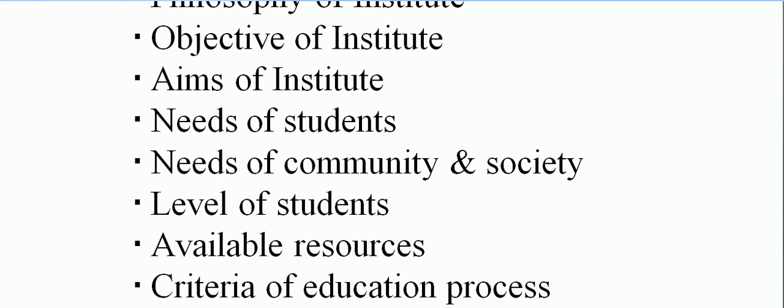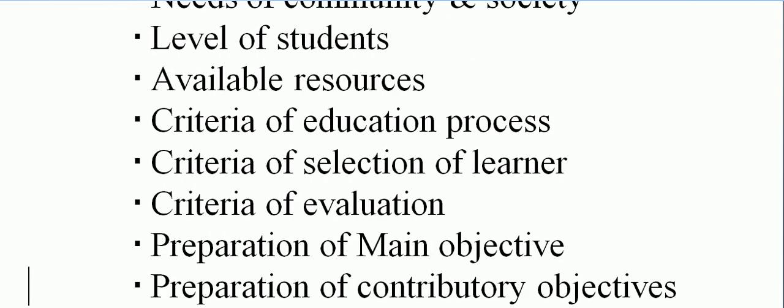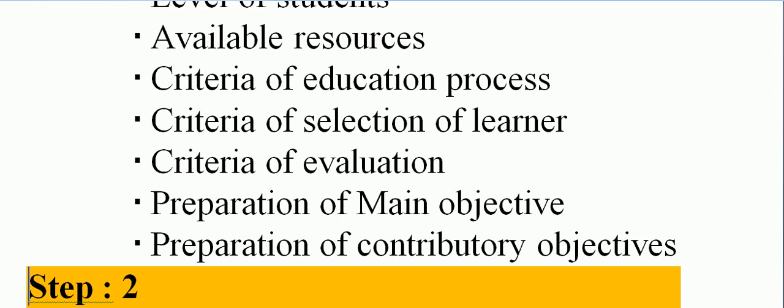Available resources means the tutor, demonstration rooms, clinic, community area. These are the available resources. Criteria of educational process: which type of process, lecture, demonstration, multimedia, use of the multimedia projector. Criteria of selection of learner: how to select a learner, by the formative examination, by the summative evaluation, by the formative evaluation. Criteria of the evaluation is also by the summative, by the formative, by the interim.